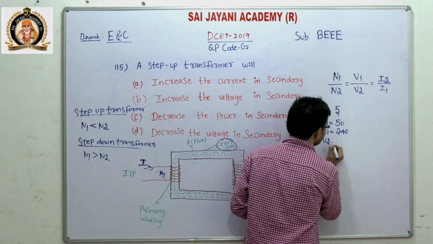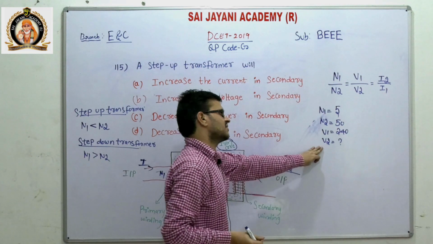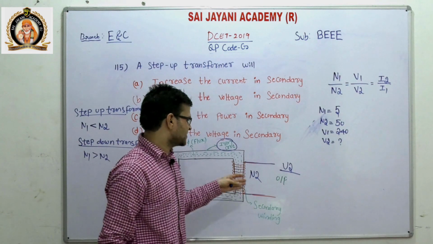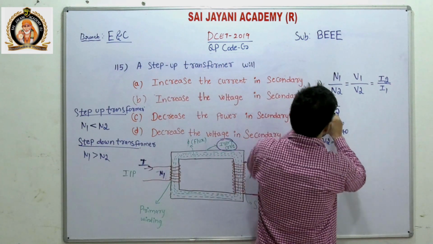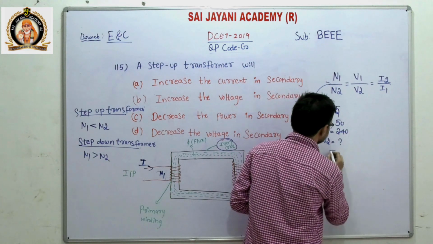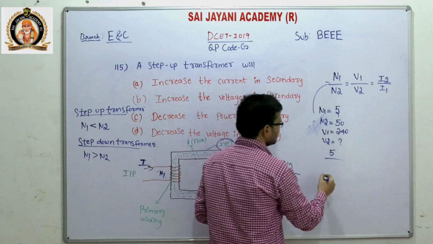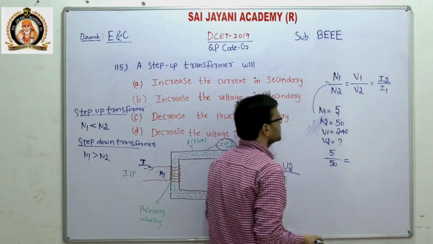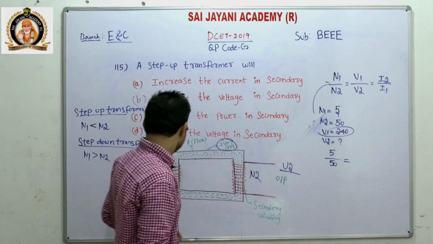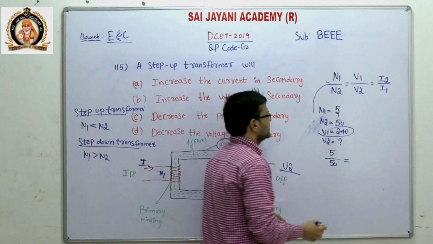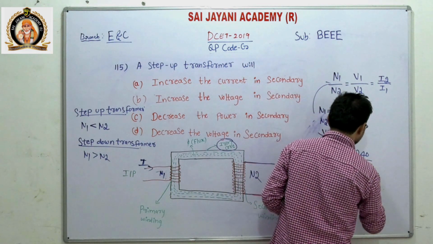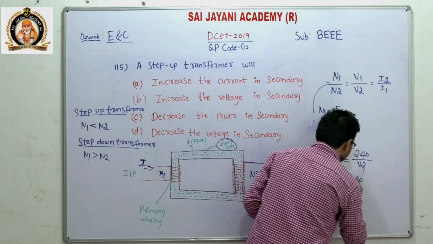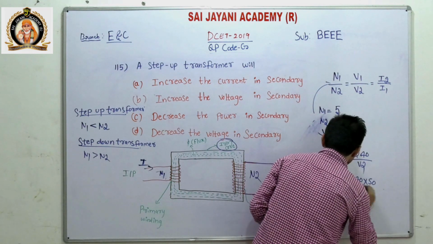Then we can easily calculate the voltage V2, that is the voltage which is present at the secondary winding. How? We are using this formula: the number of the turns in the primary winding, 5, divided by the number of the turns in secondary winding, 50, is equal to V1, the input voltage at the primary winding side, which is 240, divided by V2, which we are calculating. V2 is equal to 240 into 50 divided by 5.